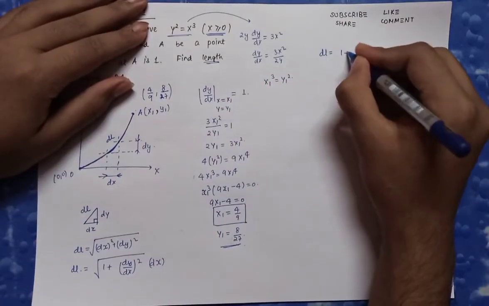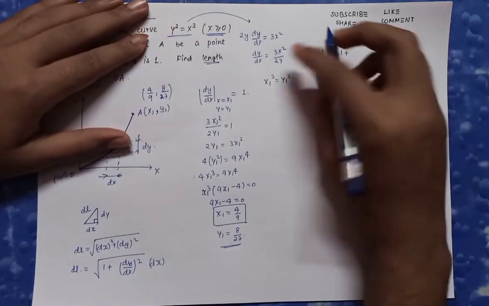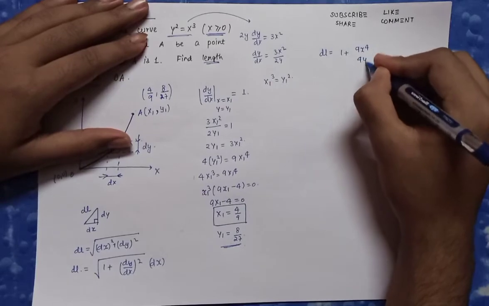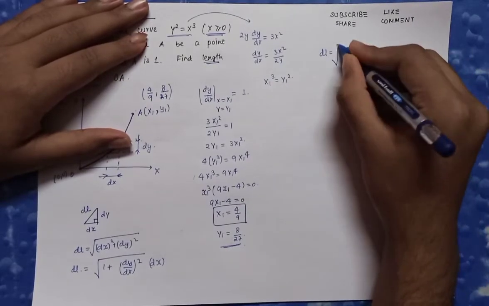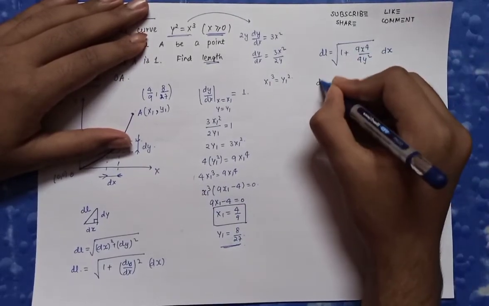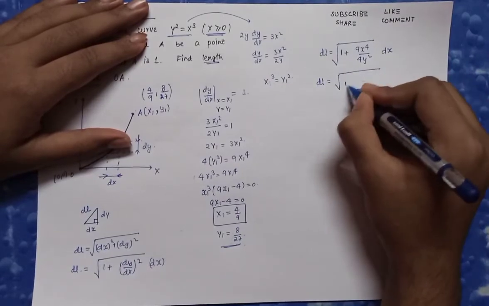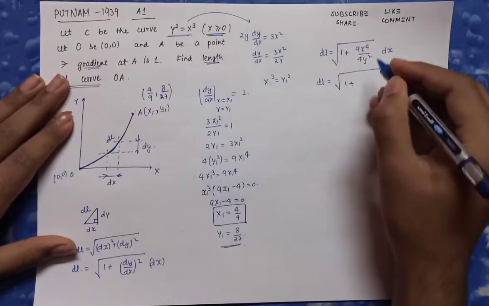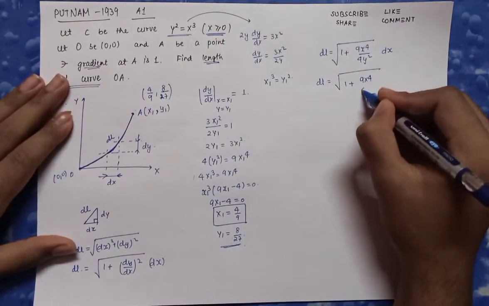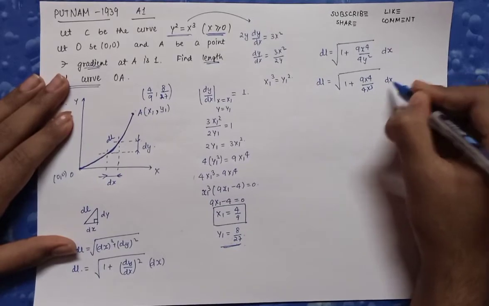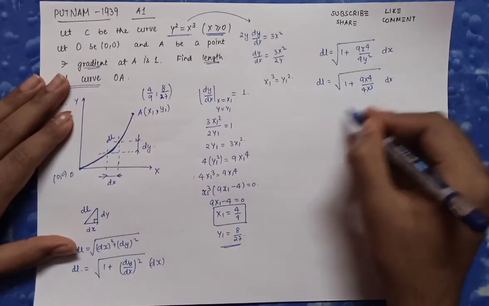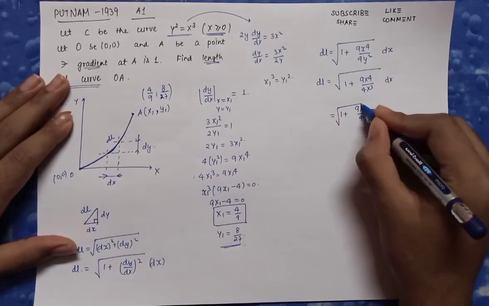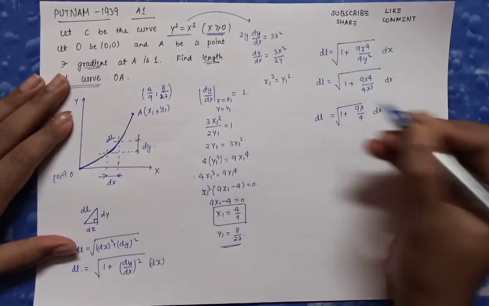dl equals square root of 1 plus (dy by dx) squared, so I'm going to square this: 9x to the power 4 by 4y square, whole square root, and then dx. Then dl equals square root of 1 plus, y square can be written as x cube from the given equation, so 9x to the power 4 by 4x cube, dx. The x cube will cancel out, then what will we be left with? Square root of 1 plus 9x by 4, then dx, that is dl.